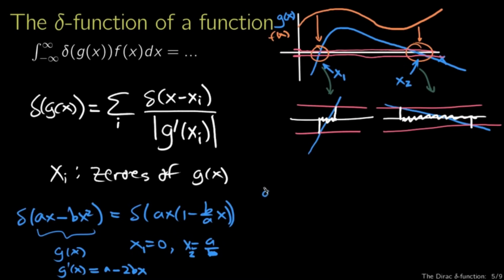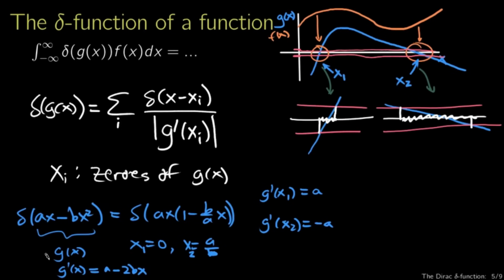I can evaluate my g prime of x1, and x1 is 0. I evaluate g prime at x equals 0. The second term just drops out, and I get a. I can also evaluate g prime of x2, and if I substitute in a over b for this, I get a over b, and for x here, the b's cancel out, and I'm left with a minus 2a. I get minus a here. So you've got the same effective magnitude of the derivative, which is what's going to be important here.